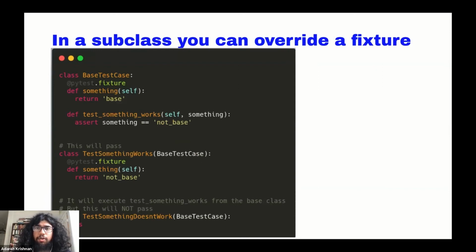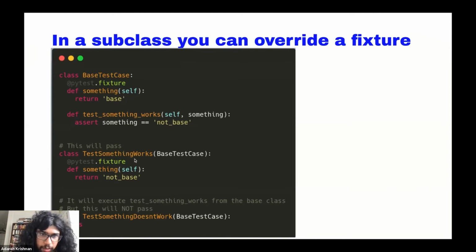In a subclass, you can override a fixture, which basically means that if you define a fixture in a base class and you override that in a subclass, you change the entire fixture. So the base test case implements a something fixture, and this test checks that something should be not base. Basically, this something is the same as the fixture. So when this test runs, it will run the fixture before that and get the value from there. And then the something in this test will have the value of the fixture.